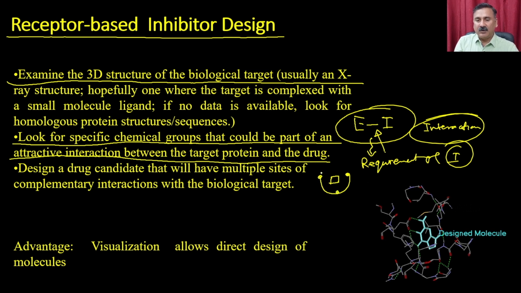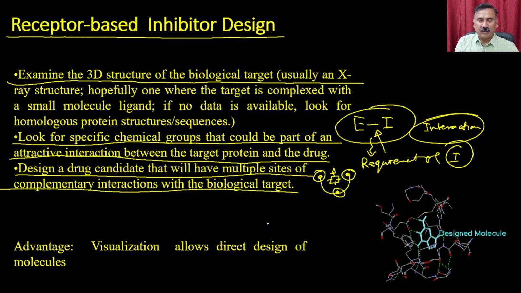So now you cannot change the enzyme because these groups are intact, right? What you can do is change the groups onto this, and you can put additional groups based on your requirements. So you can design a drug molecule that will have multiple sites of complementary interaction with the biological targets.